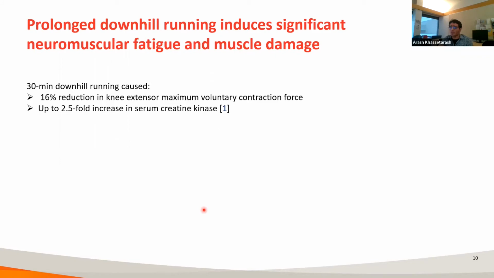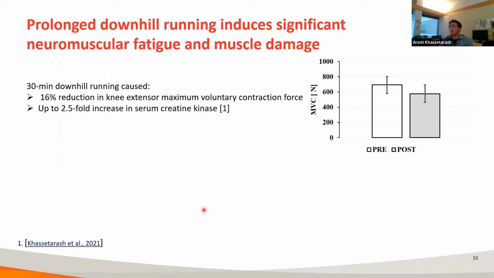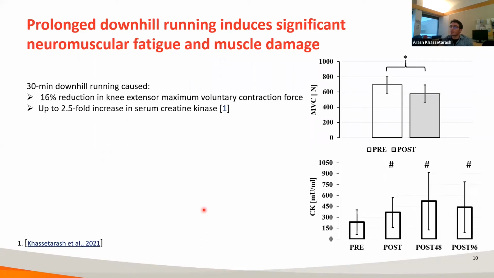fatigue after downhill running, which manifested in a 16% reduction in knee extensor maximum voluntary contraction force. In the same study, we also indirectly measured muscle damage, and we found up to a 2.5-fold increase in serum creatine kinase activity, which shows that the protocol was fatiguing enough.